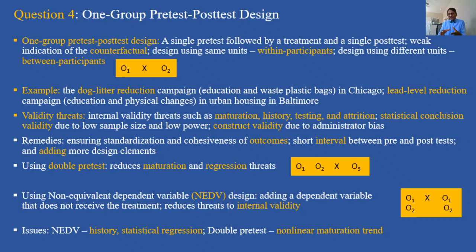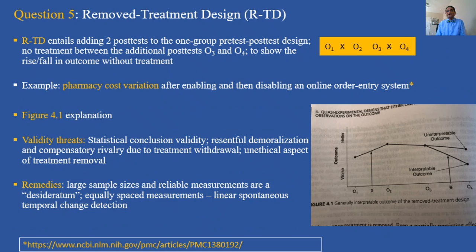Now, with both these double pretest and NEDV designs, what are the remaining issues? There would be some, because all the threats cannot be eliminated. So history in its operational form and statistical regression would be the threats still remaining for the NEDV design, and non-linear trend maturation would be the threat that will still persist for the double pretest. Hope that was clear. Let's move on to the next question.